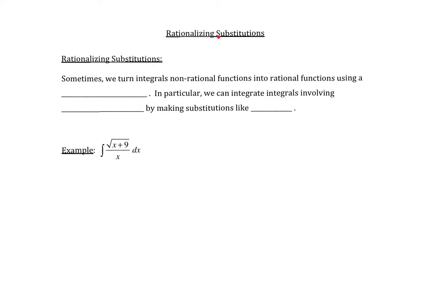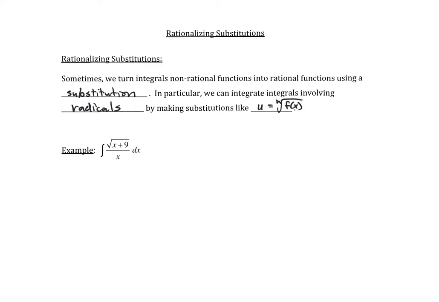Let's talk about rationalizing substitutions. When we make a rationalizing substitution, we're basically turning non-rational functions into rational functions by using a substitution. In particular, we can integrate integrals involving radicals by making substitutions that look like this. Let's say you have u equal to something like the nth root of some f of x.